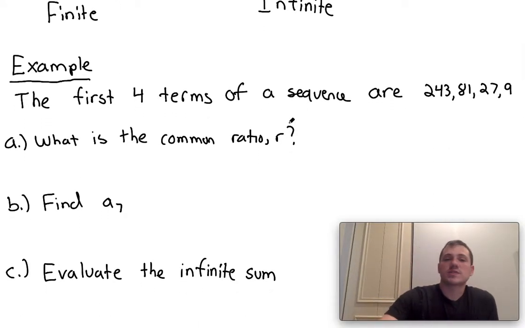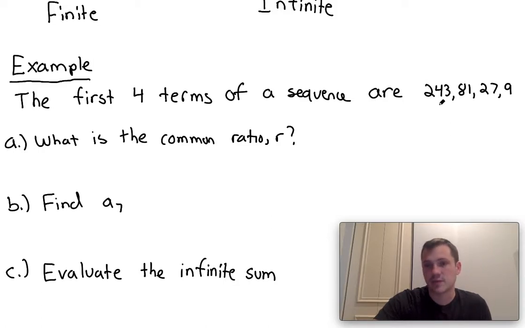So we're given the first four terms of a sequence, 243, 81, 27, and 9. Now, the common ratio is the number that you multiply by to go from one term to the next. You might be able to see here that you're dividing by 3. 243 divided by 3 is 81. 81 divided by 3 is 27. 27 divided by 3 is 9. So our common ratio would be 1/3 because it's what we have to multiply by to go from one term to the next.